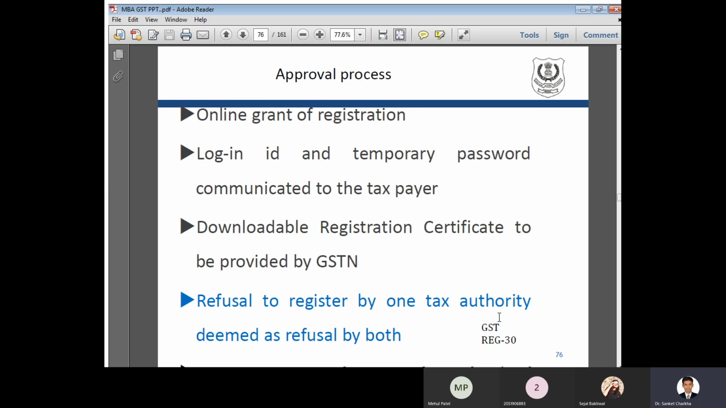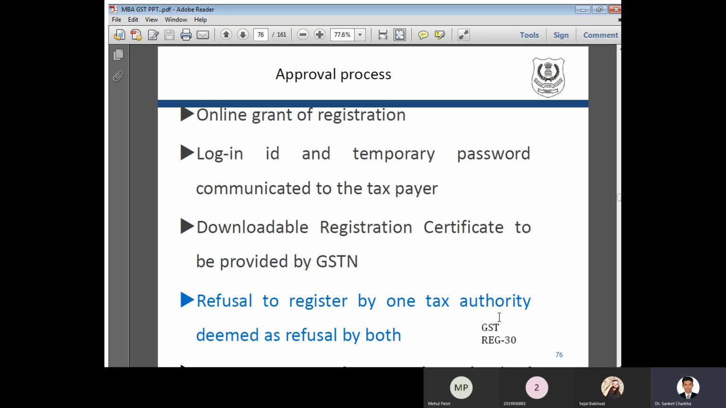Approval process, online grant of the registration. So the certificate that you receive of the GST, that is the Goods and Services Tax Identification Number, is specifically provided in an online format. So you get an online certificate, and as and when needed, you can take a printout of this certificate and it can be displayed at all the places that have been informed to you. So always the grant of registration is online. The application for registration is also online.